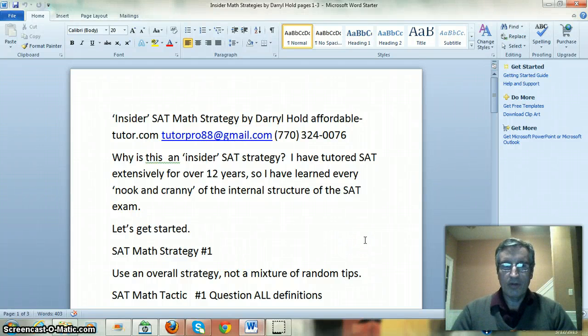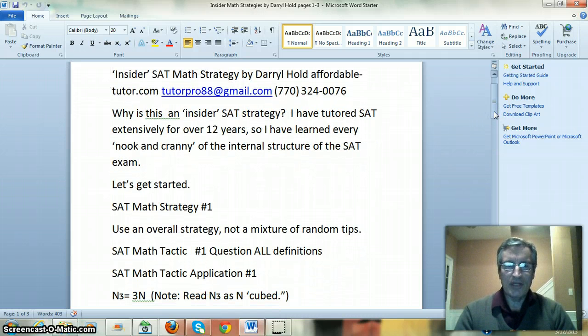We're going to go over insider SAT math strategies. And let me ask you why I'm using the word insider. Why do you think I'm using the word insider? I've tutored SAT extensively for over 12 years, so I've learned every nook and cranny, every small part of the internal structure of the SAT exam. So let's go ahead and get started.